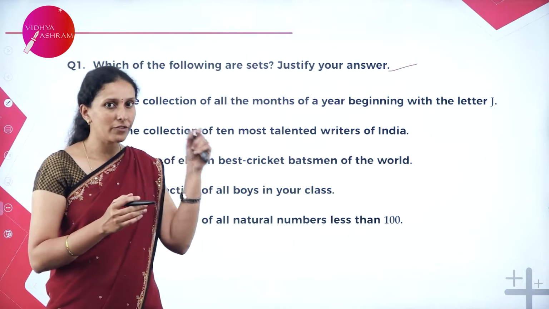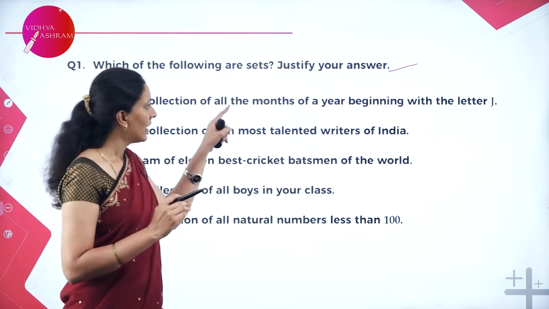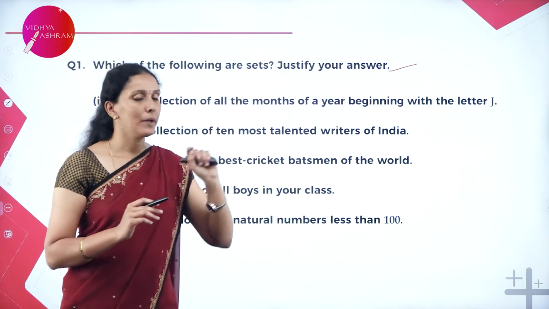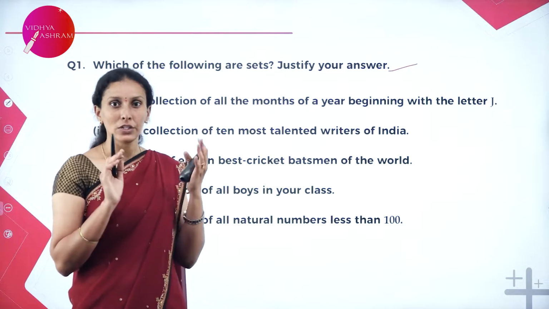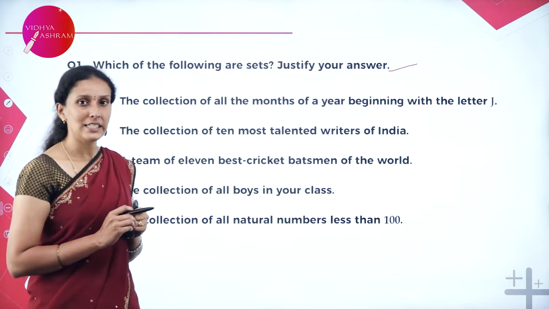We call the members of a set elements. Hence, the months of a year beginning with the letter J are only January, June and July. So clearly they form a set.